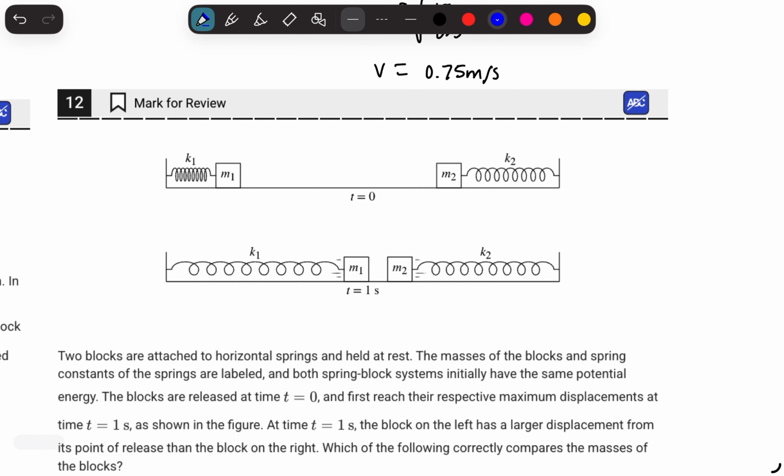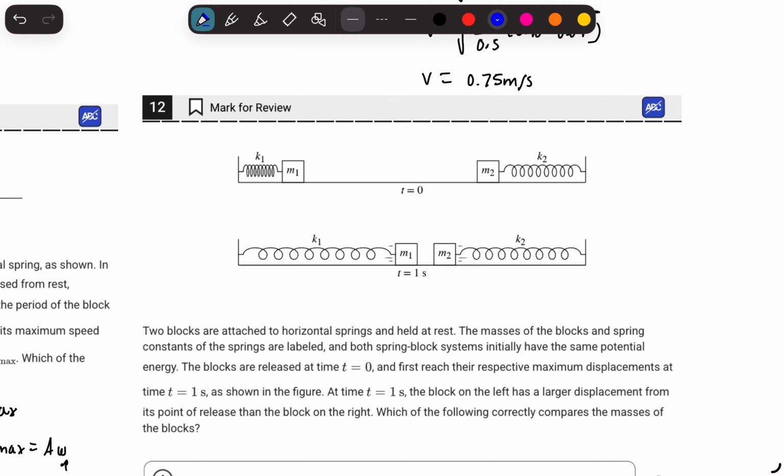2 blocks are attached to a horizontal spring, and they start with the same spring potential energy. The blocks are released at time t is equal to 0, and they first reach their respective maximum displacements at time t is equal to 1 second, as shown in the figure. At time t is equal to 1 second, the block on the left has a larger displacement from its point of release than the block on the right. Which of the following correctly compares the masses of the blocks?